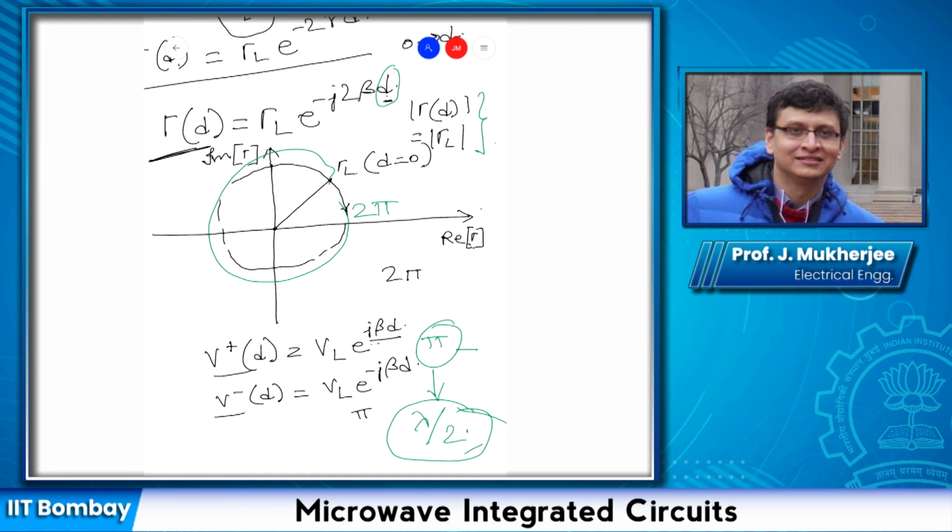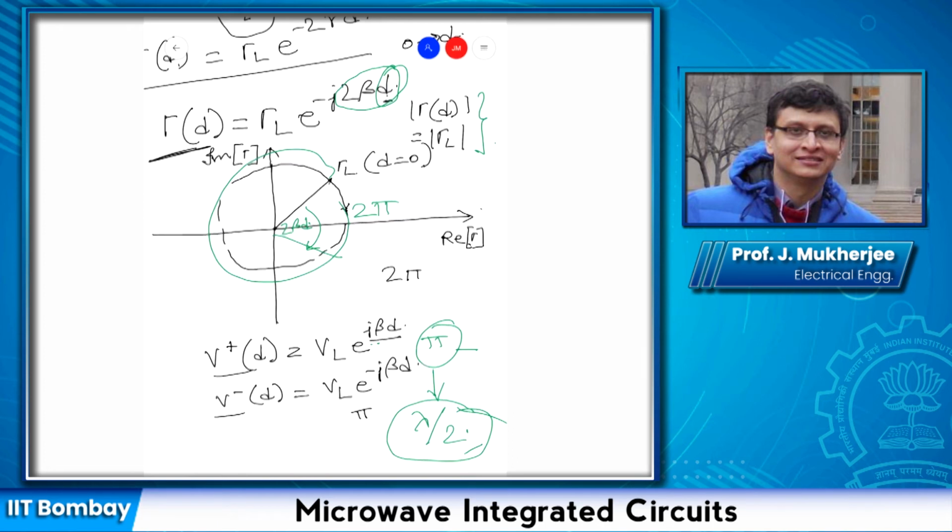So if I go D distance away from the load, my phase of the reflection coefficient will decrease by 2 beta D. So in other words, if I say once again, if I go away from the load, my phase changes by 2 beta D for D distance away from the load. So for D distance away from the load, my phase will decrease by 2 beta D. Decrease of phase means going in the clockwise direction.